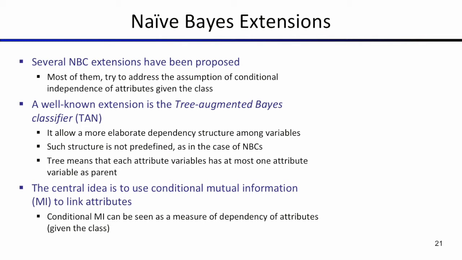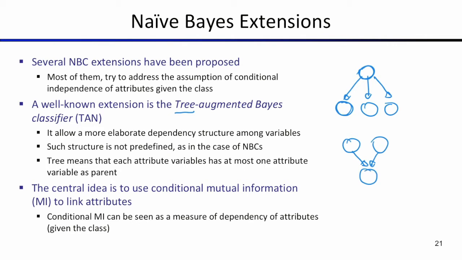One extension that we're going to look more closely is called the tree-augmented Bayes classifier, or just TAN. And this idea of having a tree is that we will learn the graph in which each variable has at most one parent. So it's possible to have a structure like this. We have one parent, and each variable here has just one parent. But we cannot have two parents pointing to the same node. So the structure we're going to learn is a subset of all DAGs that we could use as a Bayesian network. And the idea here is to use the conditional mutual information as a measure of dependency between variables, and we're going to link variables that have a very strong dependence between each other given the class.